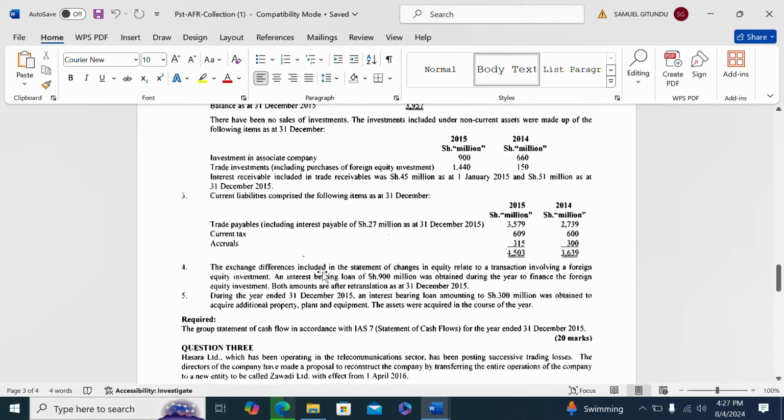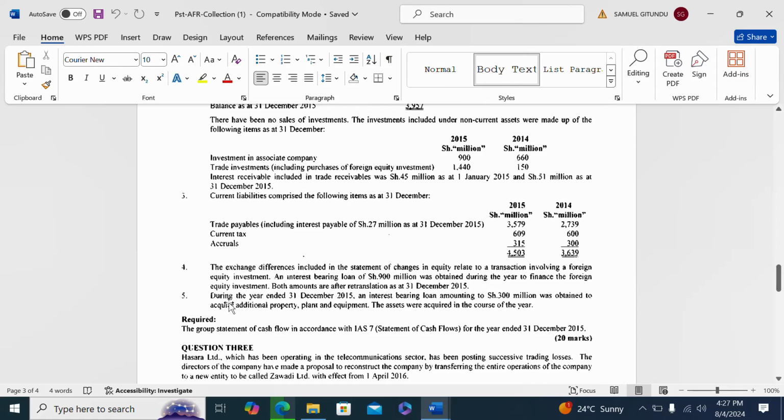The exchange difference included in the statement of changes in equity relates to a transaction involving a foreign equity investment. An interest-bearing loan of shillings 900 million was obtained during the year to finance the foreign equity investment. Both amounts are after retranslation as at 31st December 2015.